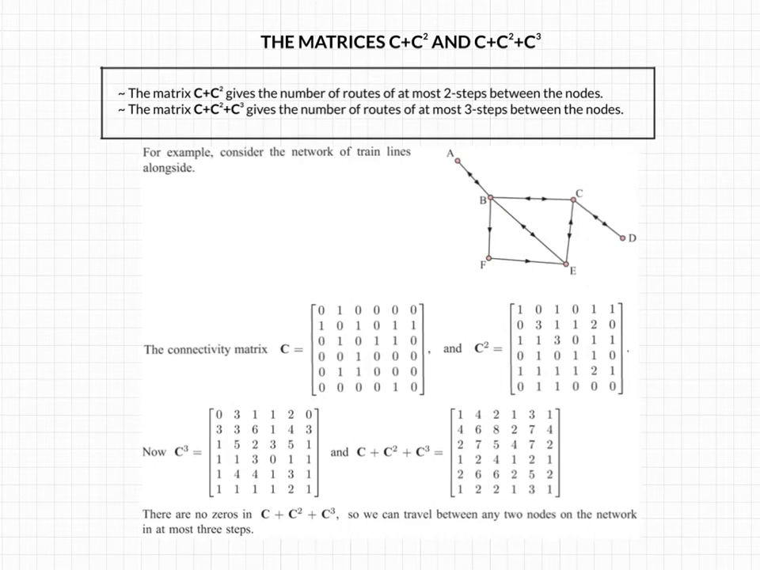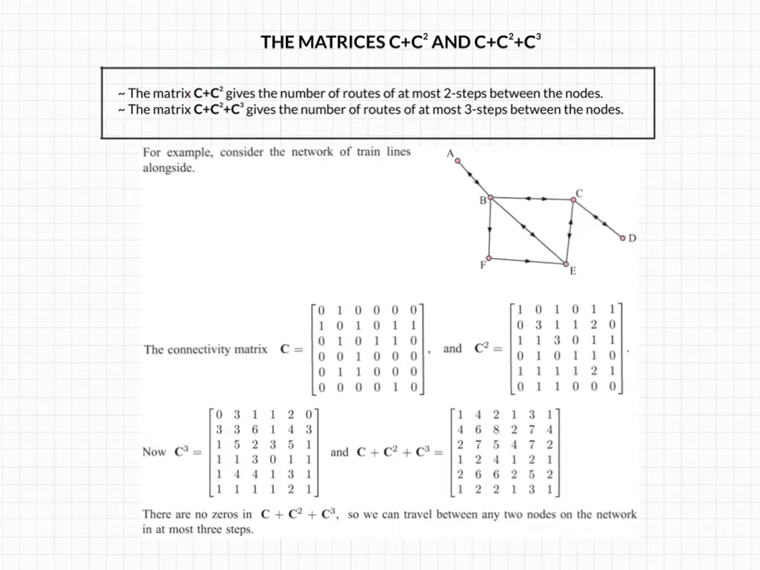During the previous section of work, we were looking at the higher power connectivity matrices. What that was telling us was where there were 2 steps between nodes or where there were 3 steps between nodes. Sometimes you might want to look at more information regarding this. And we might look at where we've got at most 2 steps between nodes. So that would give us the results where we've got 1 step between nodes as well as 2 steps between nodes. So this is the matrix C plus C squared.